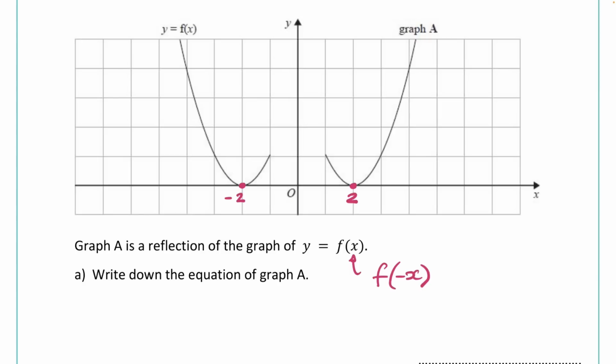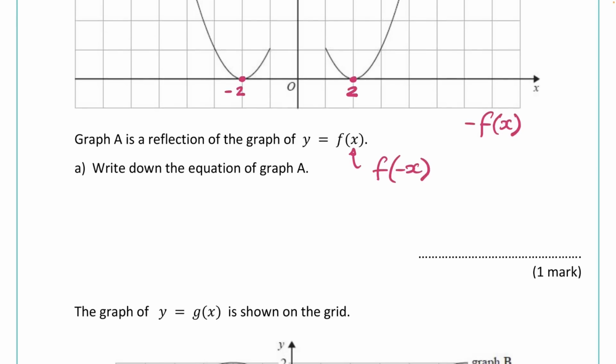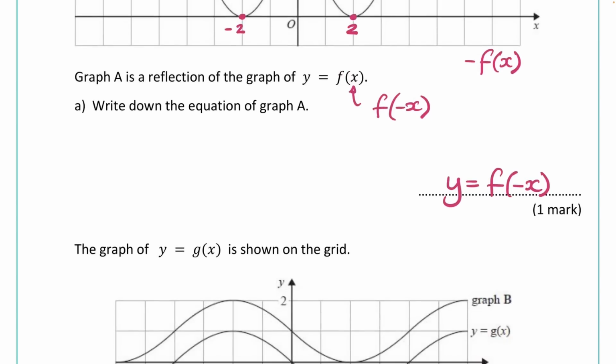If the y coordinates had changed, then you would have minus f of x, and that's outside of the bracket affecting the y coordinates. But here it's the x coordinates which have been affected. They have been reflected in the y-axis. So my equation is y equals f of minus x, which just changes the symbols in front of all the x coordinates. On to our next one.